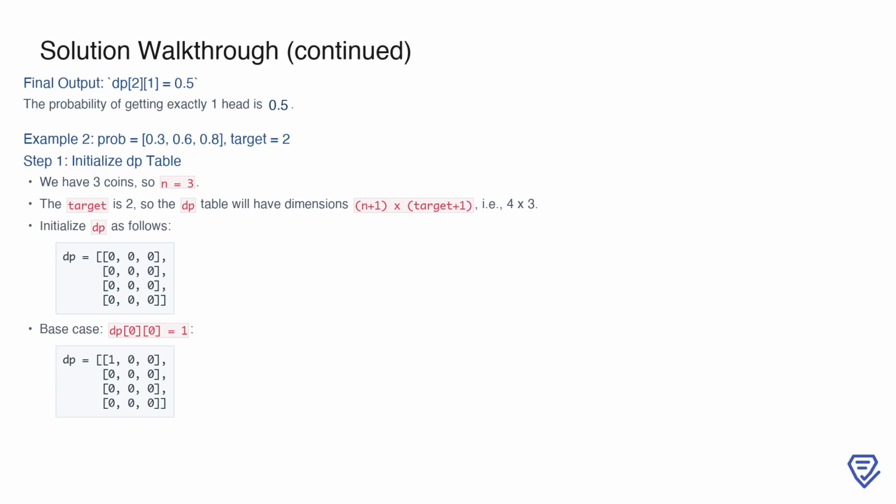For this example, we have three coins with probabilities 0.3, 0.6, 0.8, and a target of two heads. First, we initialize the dynamic programming table. Since there are three coins, the table will have n plus 1 rows, making it 4 rows. The target is two heads, so the number of columns will be target plus 1, giving us 3 columns. The table dimensions are 4 by 3, and we initialize all cells to 0. As before, the base case is dp[0][0] equals 1, representing the probability of 0 heads with 0 coins.